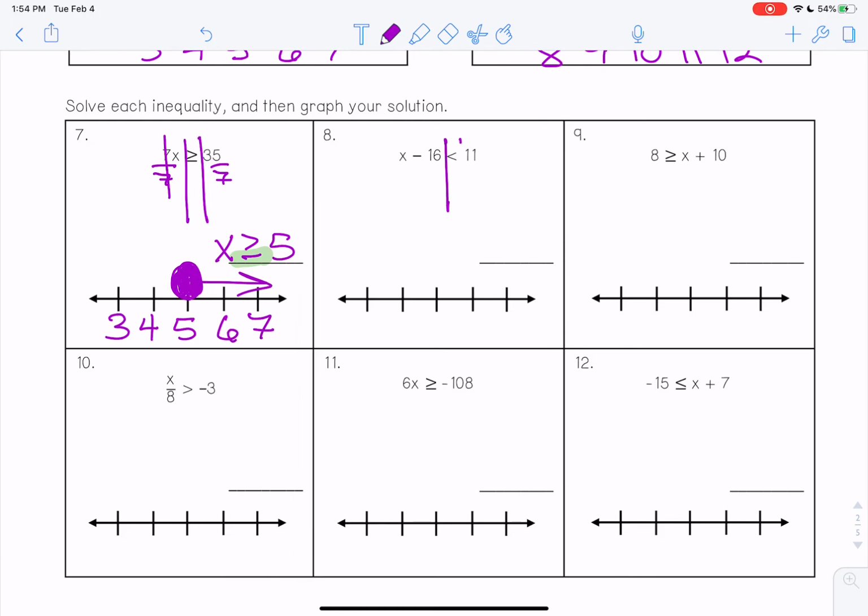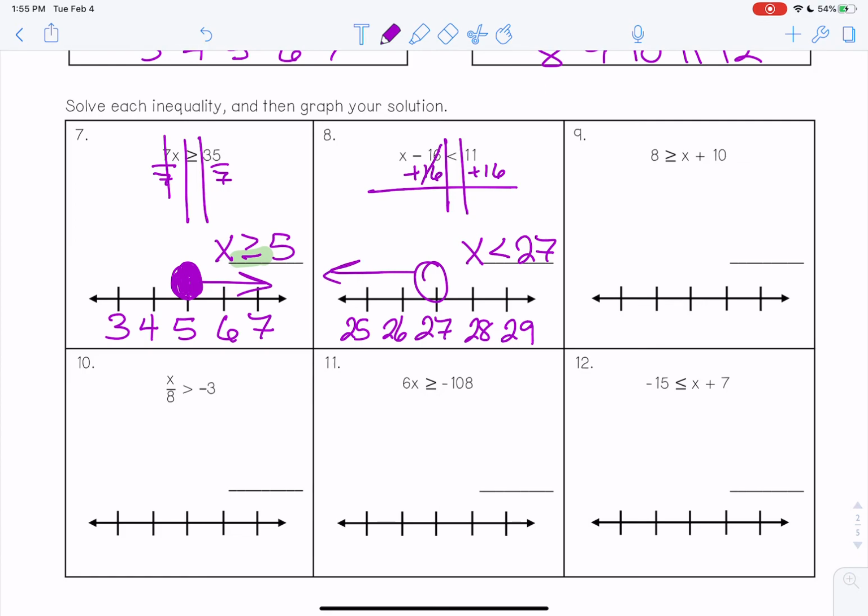8. Draw my river. The opposite of minus 16 is to add 16. These cancel out, and I get X is less than 27. 27 is going to go in the middle, and I'm going to choose a couple of numbers bigger, a couple of numbers smaller, and my bubble is going to go on the 27. Because there's no equal sign on that less than symbol, my bubble stays open. X is all the numbers smaller than 27, so my arrow is going to go towards the left.